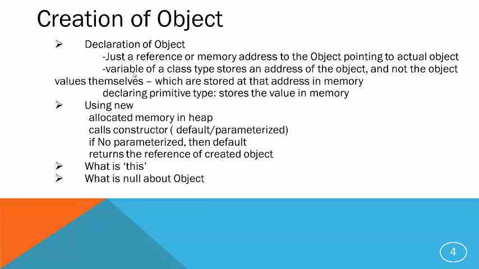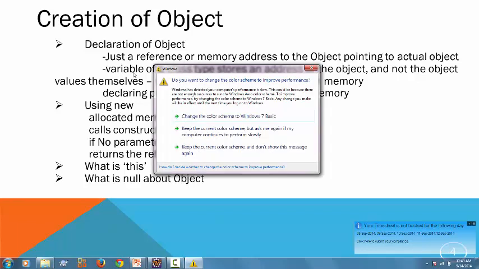When you create an object, it calls the constructor. It can be a default constructor, it can be a parameterized constructor. When you have a default constructor as well as a parameterized constructor, you have to be specific about what type of constructor you are calling. You are calling the default constructor or you are calling the parameterized constructor. If there is no parameterized constructor, then you are calling the default constructor.